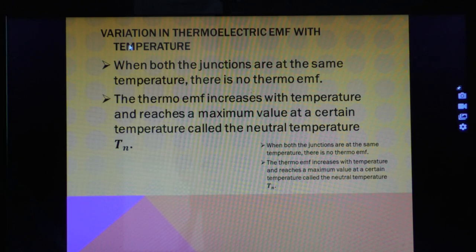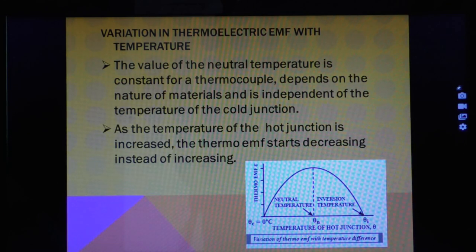The thermo EMF increases with temperature and reaches a maximum value at a certain temperature called the neutral temperature. So when there is a change in the temperature, the value of thermo EMF increases to its maximum value, and that temperature is known as the neutral temperature, indicated by the symbol Tn. The value of the neutral temperature is constant for a thermocouple, depends on the nature of the materials, which type of metals you have used, and is independent of the temperature of the cold junction.